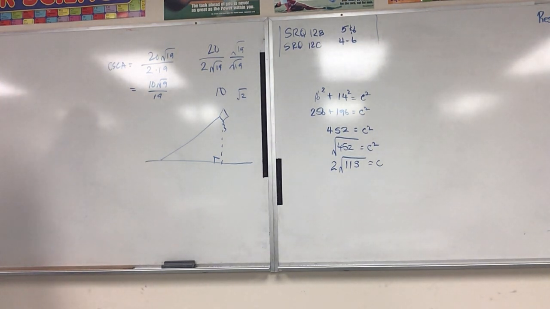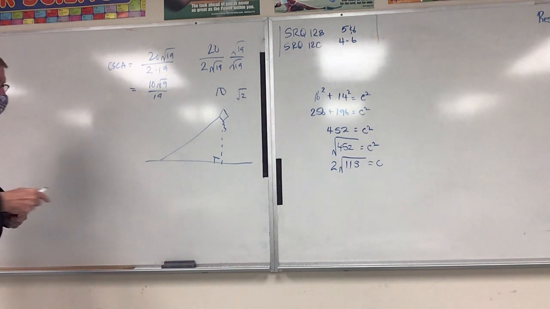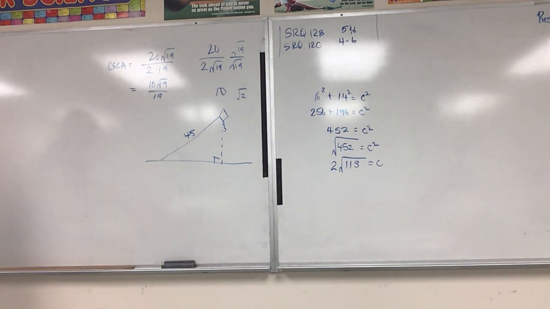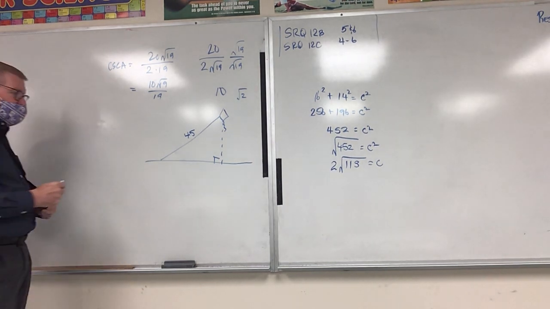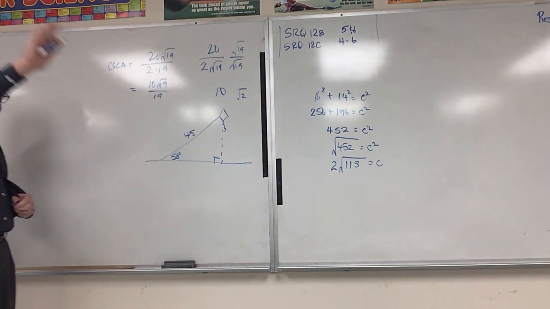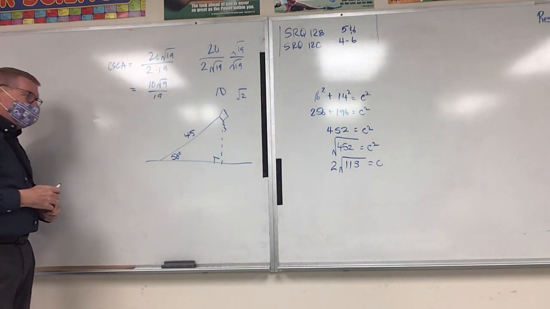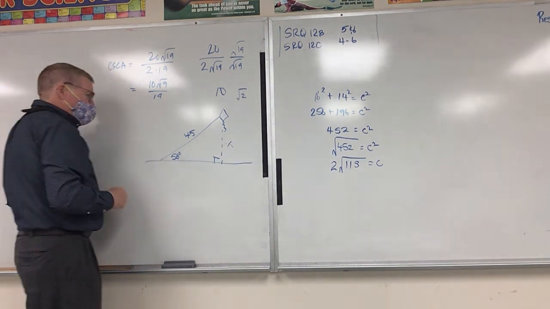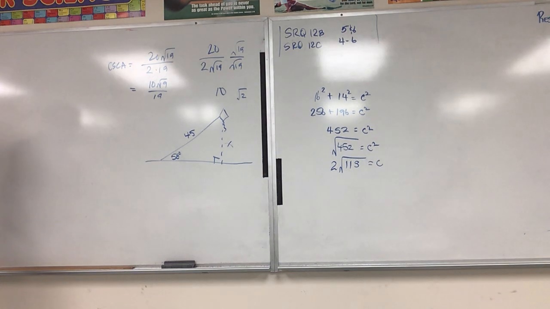All right, the information they give us. The hypotenuse is 45 feet. That's the length of the string. What else did they give us? The angle of elevation, which was 58 degrees. Angle of elevation, the angle up. And they're asking us to find the height. So what trig function will I use?